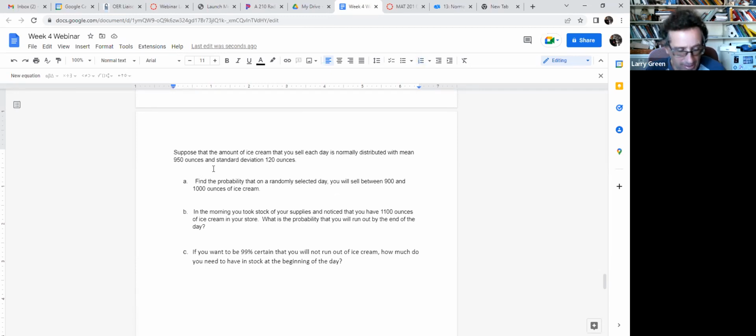So the first thing I always like to write is X tilde N(950, 120). Just makes it easier to just use that for the rest of the whole problem. And for part A, we want the probability that 900 is less than X is less than 1,000. Any questions so far?